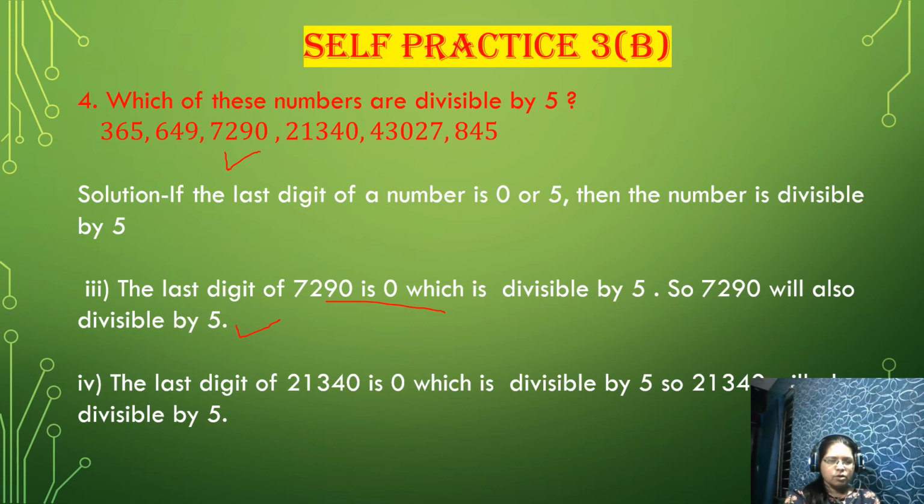Next number is 21,340. In this number 21,340, the last digit is 0. So this number 21,340 will be divisible by 5.